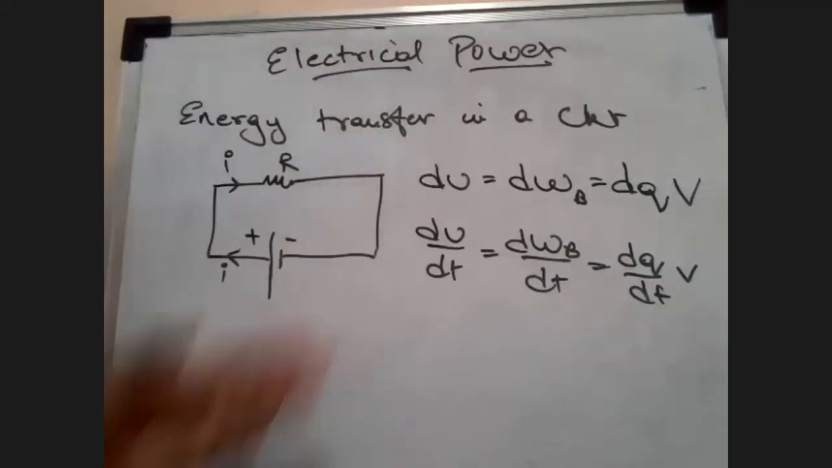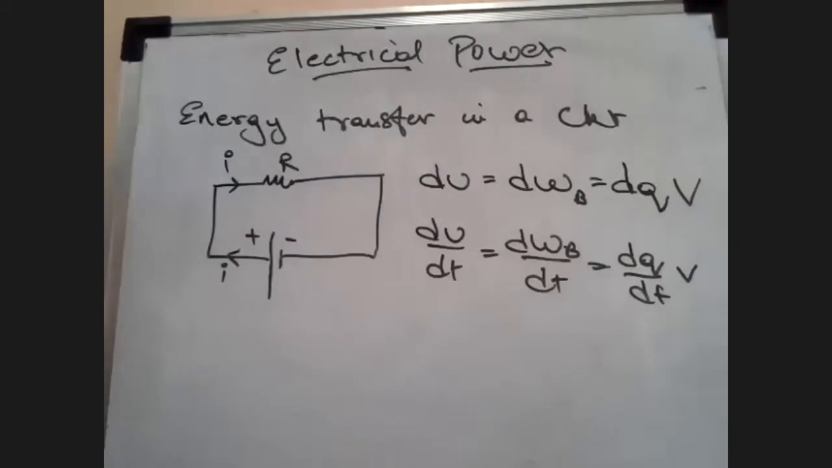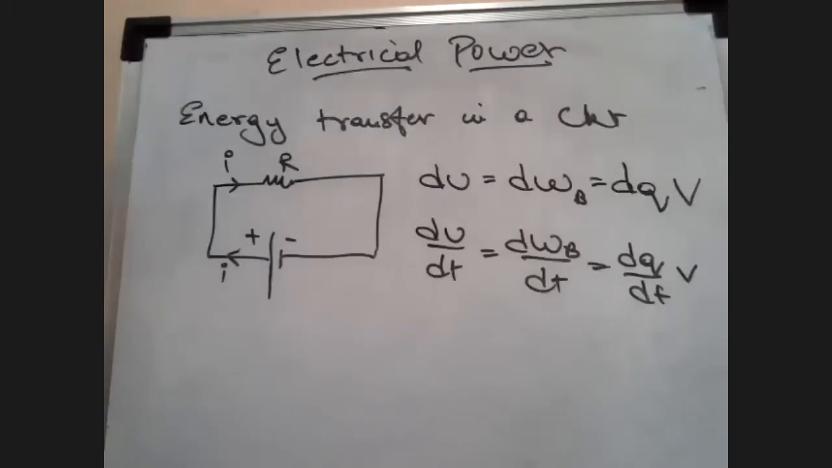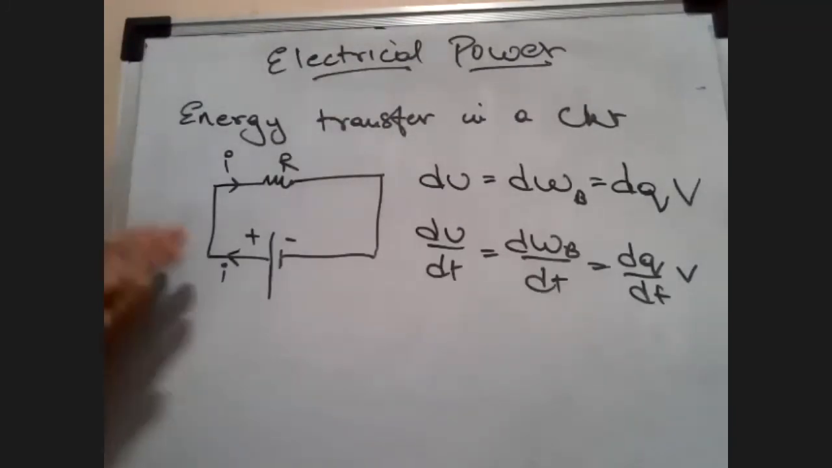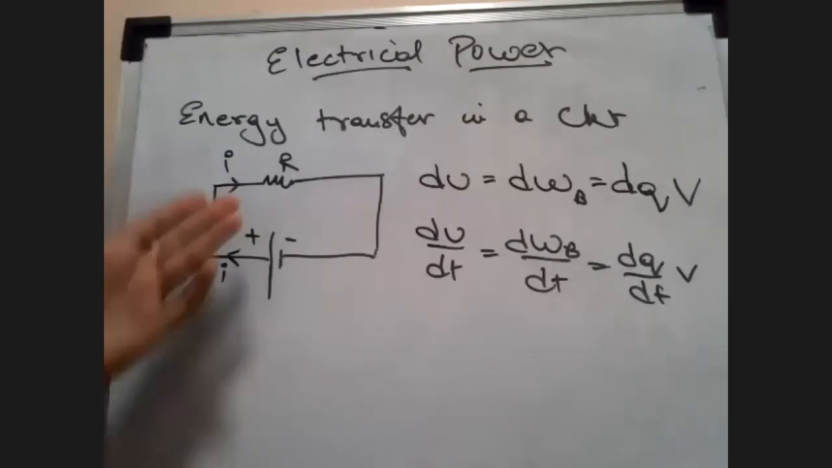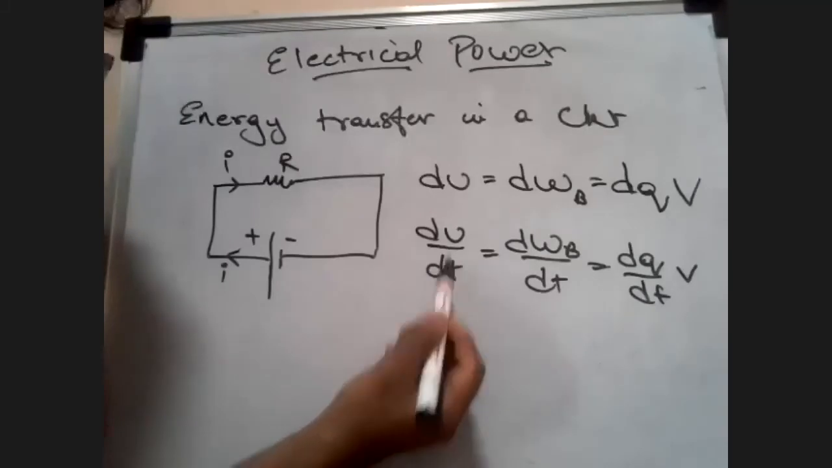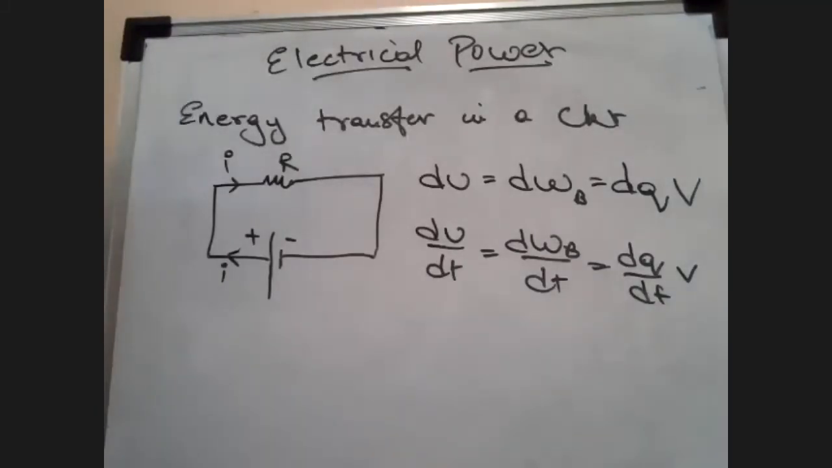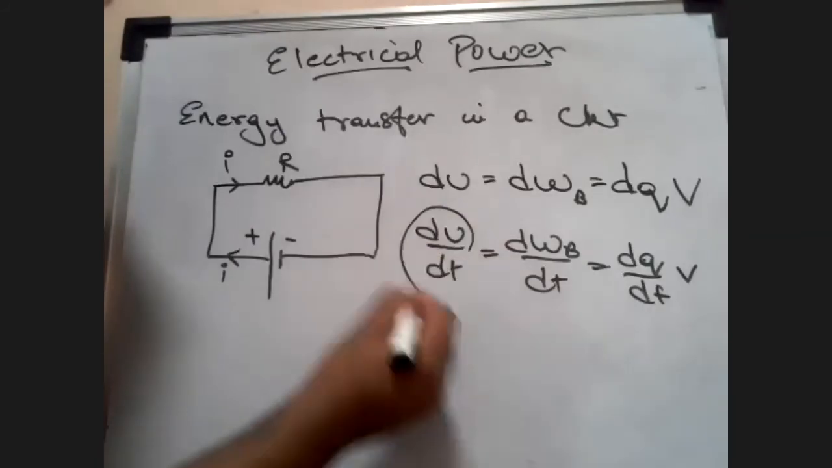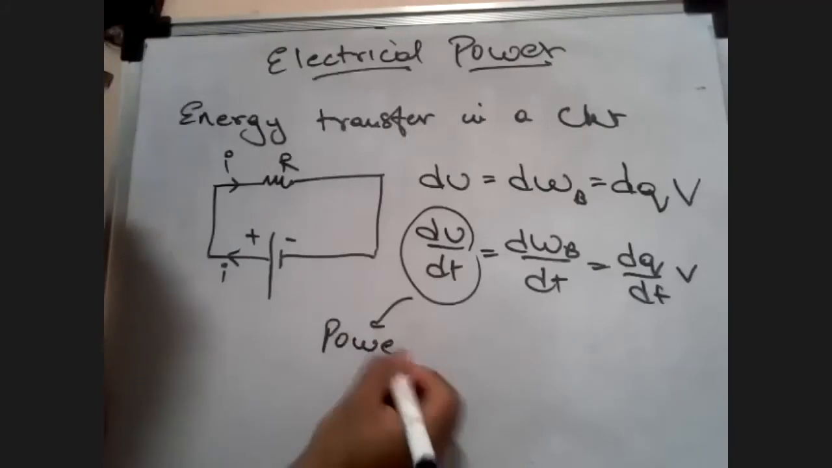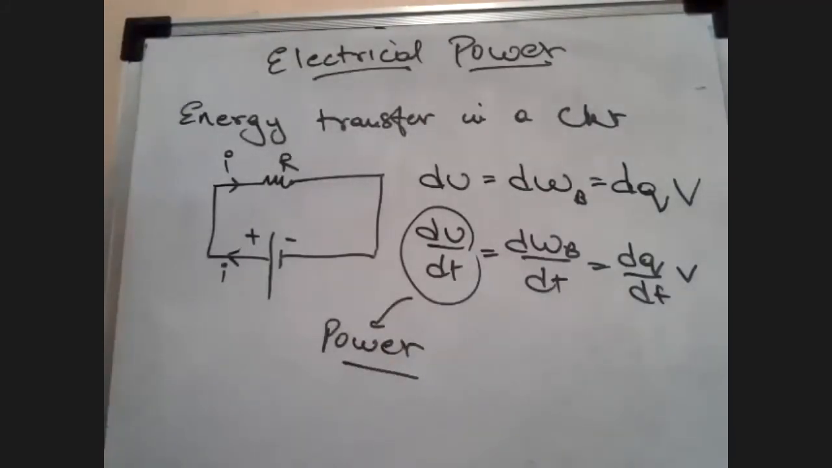So the change in potential energy with respect to time is equal to the change of the work done by the battery with respect to time, which is also equal to the change in charge with respect to time, times V. Can you see something here? The change in energy with respect to time is called what? Power. It is called power. So this expression is important.